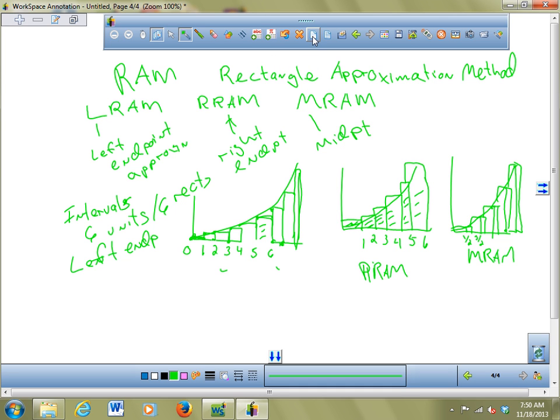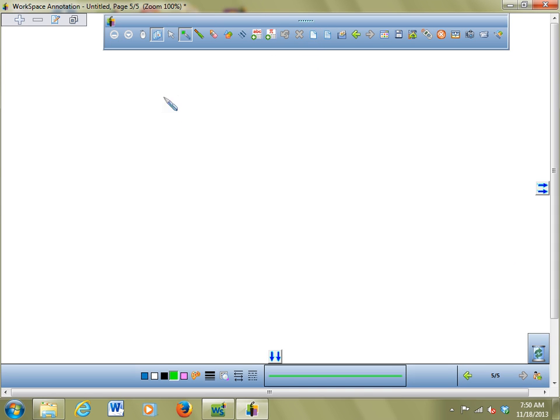All right, so let's do it with a specific function, and I'm going to do something different than what they did in the book, because they have a program that does this for you. But why can't you just integrate it? Because this is the basis of integration. You have to appreciate this integration, okay?